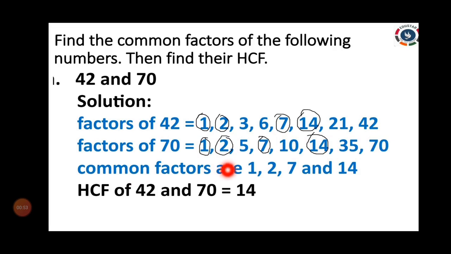So which is the common factor here? 1 is common, both numbers have 1, and 2, 7 and 14 are also in both. So whatever values are equal in both, you take and write. Among those, which is the highest factor? The biggest value is the highest common factor of 42 and 70. So 14, the last number, which is the biggest one, is the HCF.